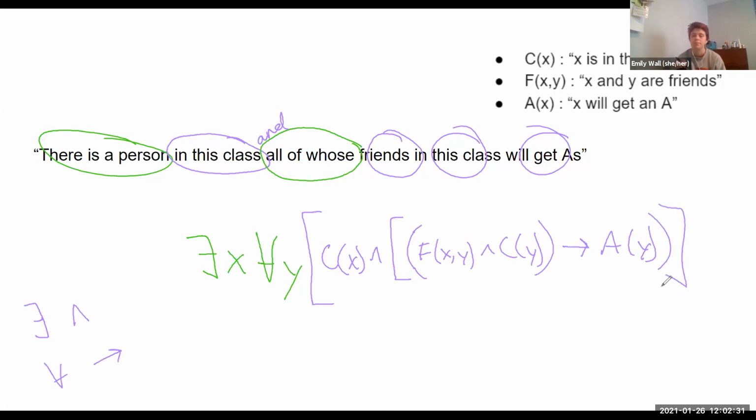So this gives us our final answer, but there is another way to write this. We did kind of two restrictions on Y. We first said we care about all friends of X, and then we cared about all friends of X in this class. And we could split that up and say, if X and Y are friends, then if Y is in this class, then Y better be getting an A. And this is another totally valid way of writing this problem.